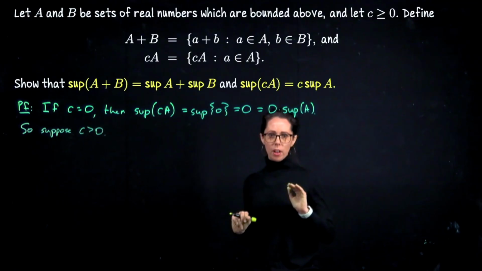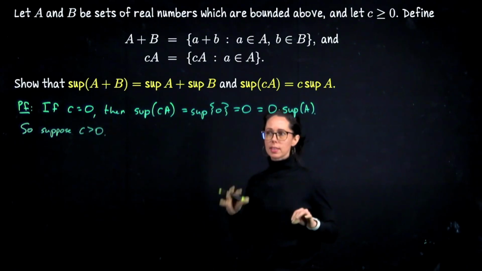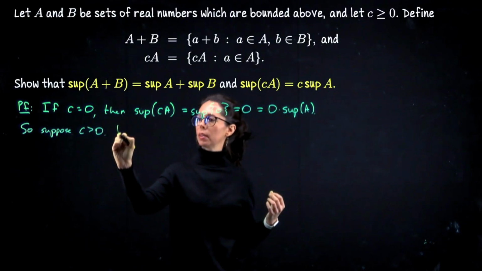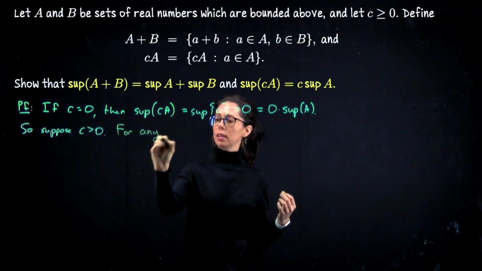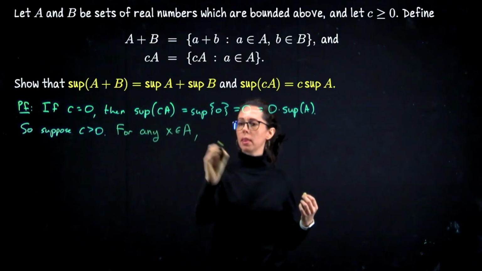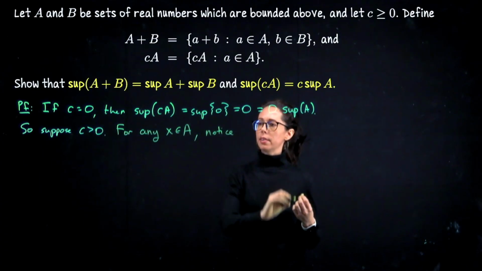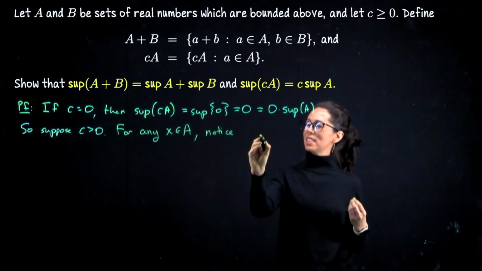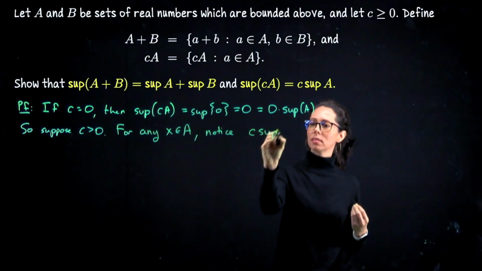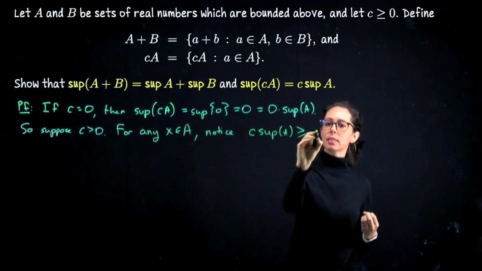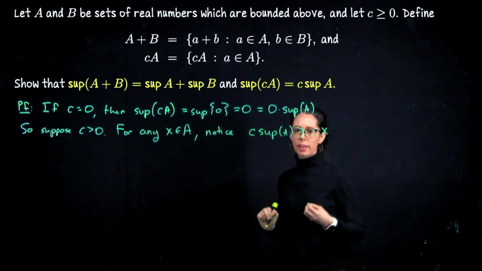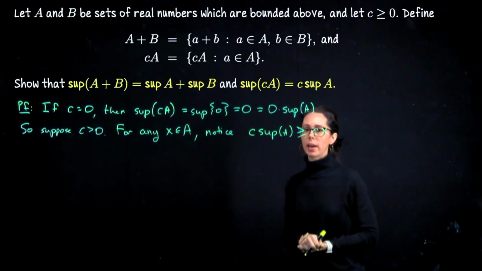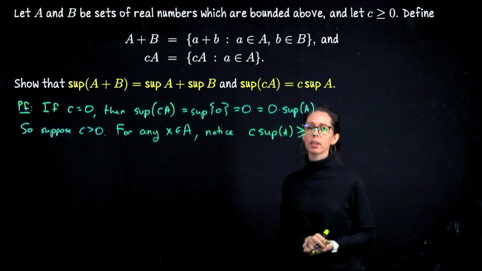The flow of the proof will follow the first exercise we did. First let's show that CA is bounded above, and that's not hard to do because we know that A is bounded above. For any X in the set A, notice that C sup of A is greater than or equal to CX. That's just because sup of A is greater than or equal to X for any X in A, and I've multiplied both sides by this positive number C. So we preserve the inequality.